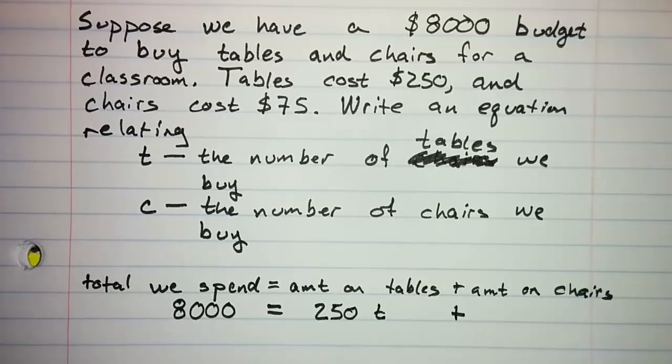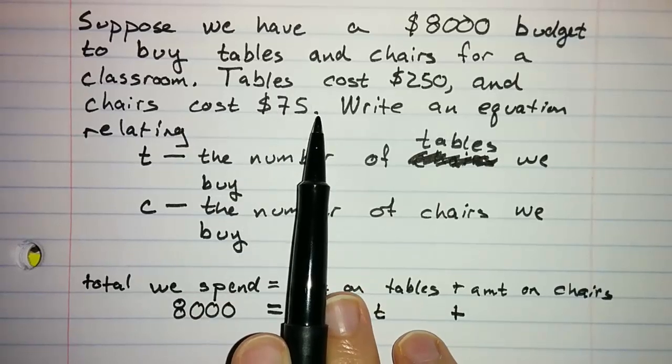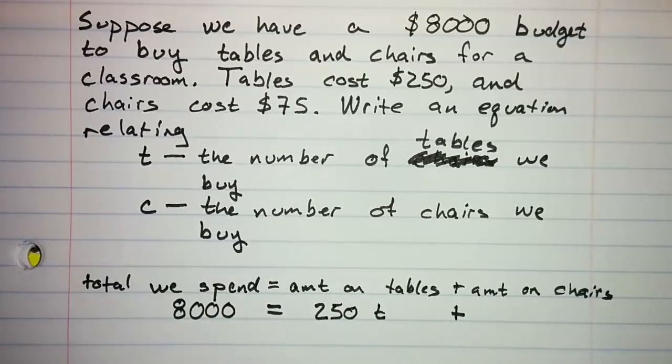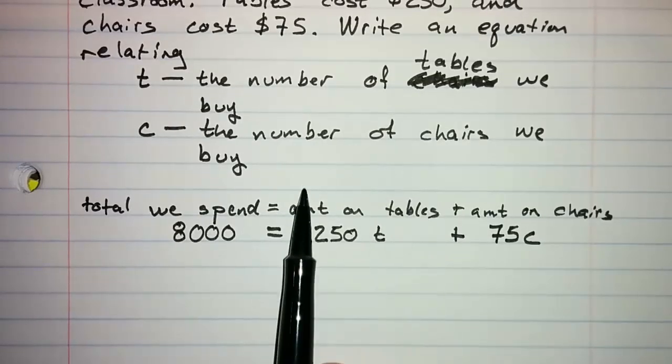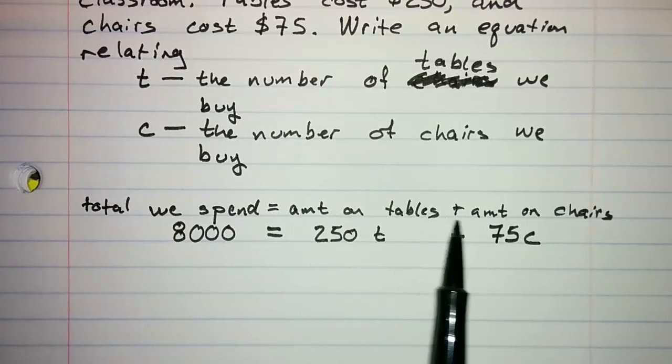And how much will we spend on chairs? Well, again, the amount each chair costs times the number of chairs. And there's our linear equation. Our total budget equals the amount we spent on tables plus the amount we spent on chairs. And this is the general form when we're writing a linear equation to describe a mixture. Total amount equals amount from the first part of the mixture plus amount from the second part of the mixture.